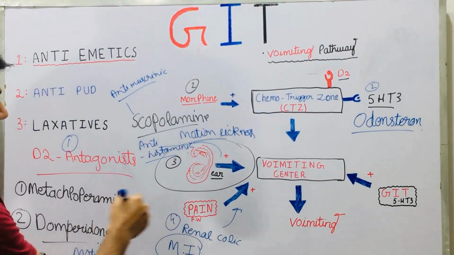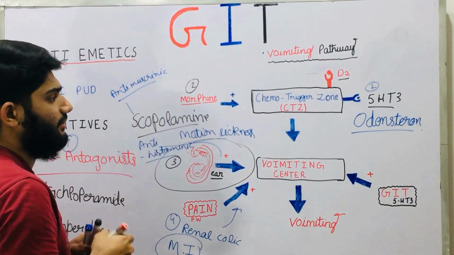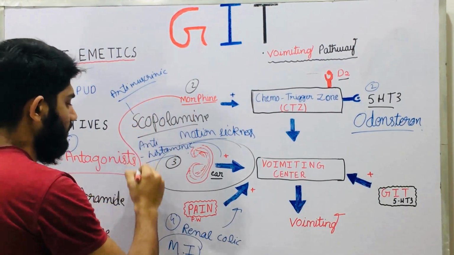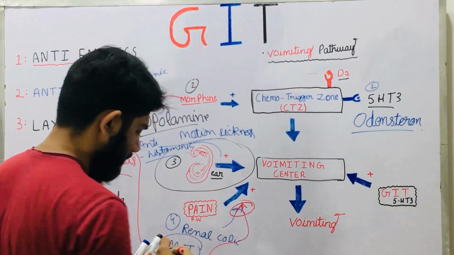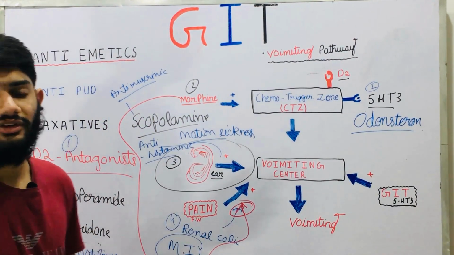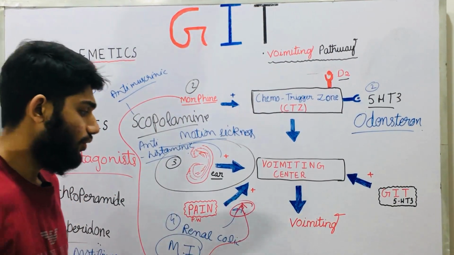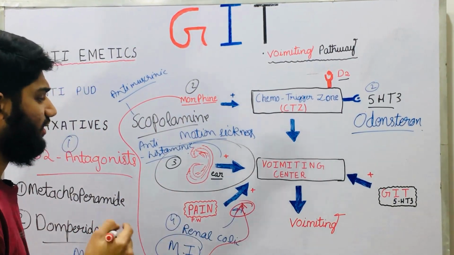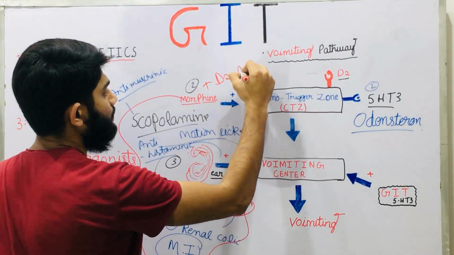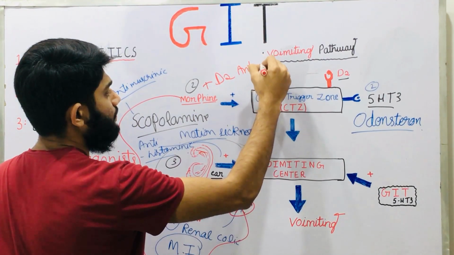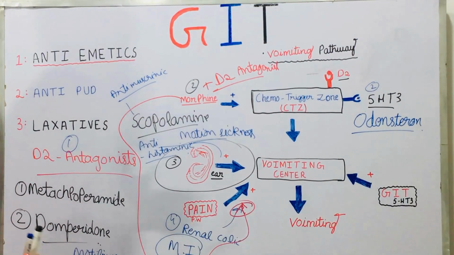And the last one is the pain pathway. Morphine, which is emetogenic, also blocks this pain pathway. So you are confused? Yes, morphine has two functions. First of all, it is emetogenic and it is also used as an antiemetic. So we always give morphine with a D2 antagonist drug.